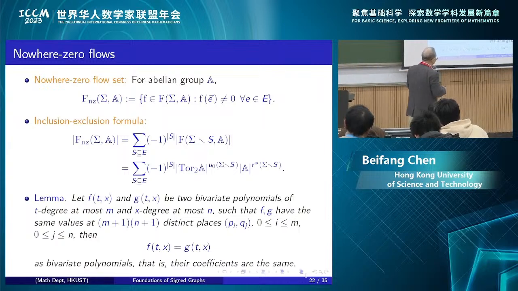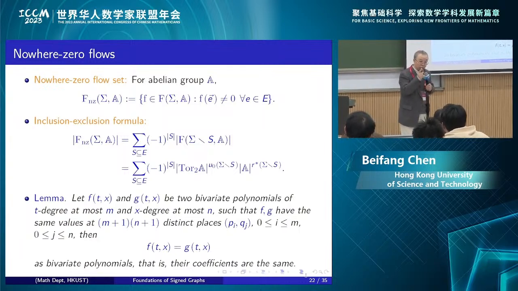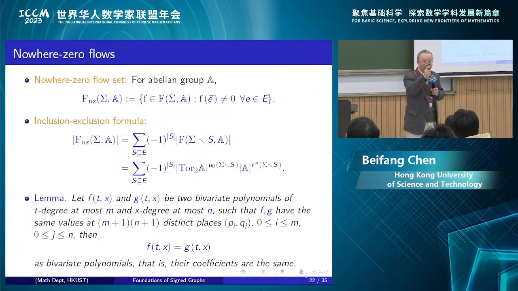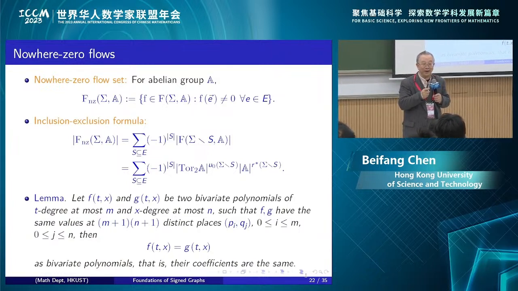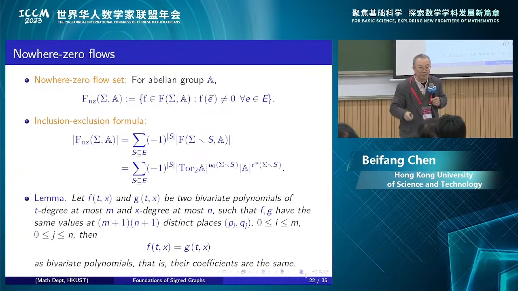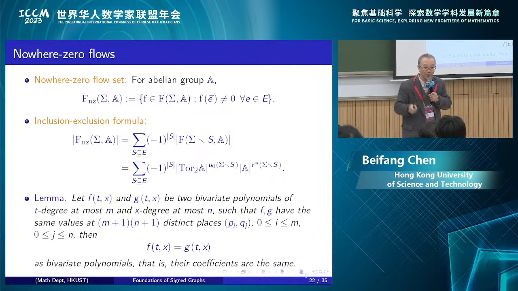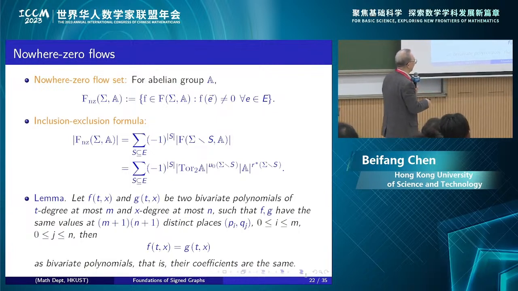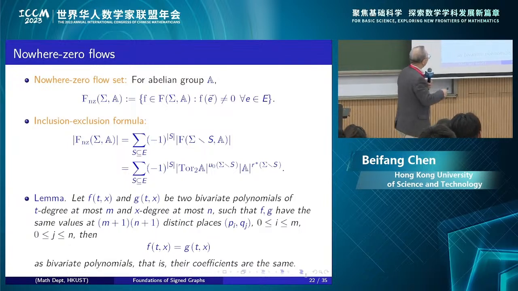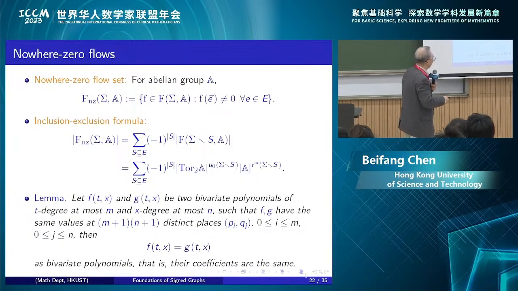And if the abelian group has no 2-torsion, that means no non-zero element A with 2A equal to 0, then it is always a polynomial. But if it has a non-zero element like that, then it's not a polynomial anymore, but it's a two-variable polynomial. We're going to say that, and we'll get one.